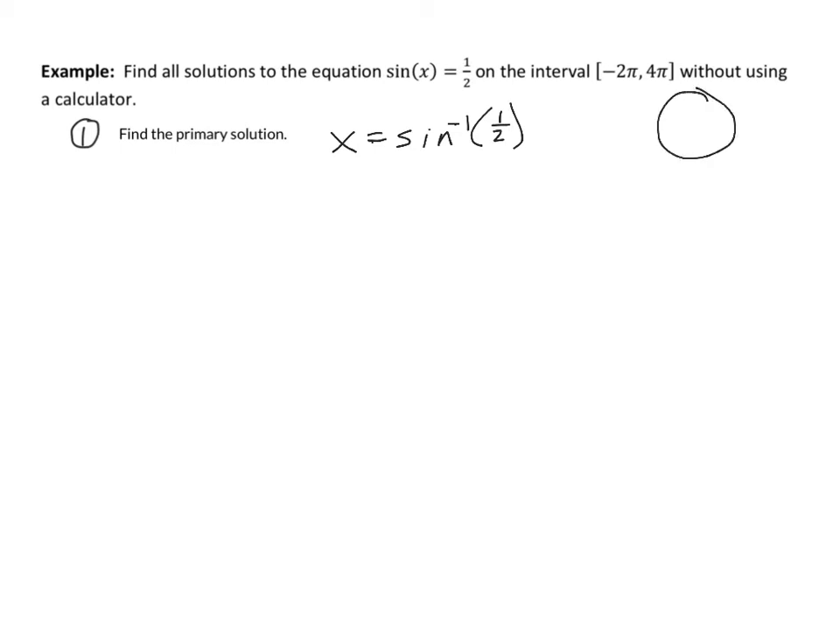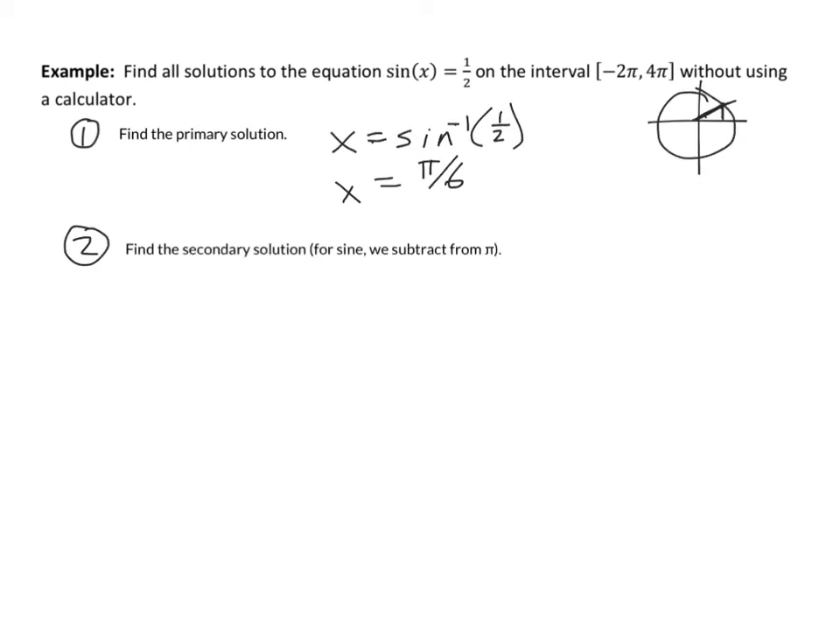If you're thinking about your unit circle, a y value of a half would be there. This is the 30-degree angle. This would be x equals pi over 6. So we found our primary solution. Okay? Now we move on to our second step, which is to find the secondary solution. We remember that in the case of sine, we find this by subtracting from pi. So if this was our first solution, we can find our second solution by doing pi minus that, which gets me 5 pi over 6.